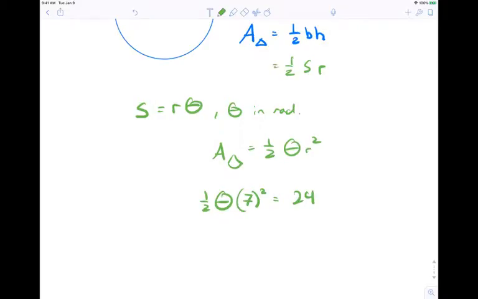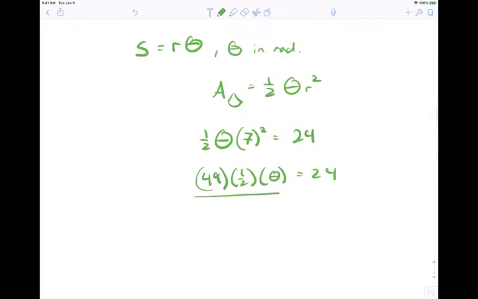If we do the 7 squared, that'll be 49 times 1/2 times theta equals 24. So we have this number times theta equals 24. If we want to get the theta by itself, divide both sides by that, 49 times 1/2. It's a couple of different ways, but it's essentially the same thing. That way something divided by itself becomes 1. What we do on the left, we also do on the right.